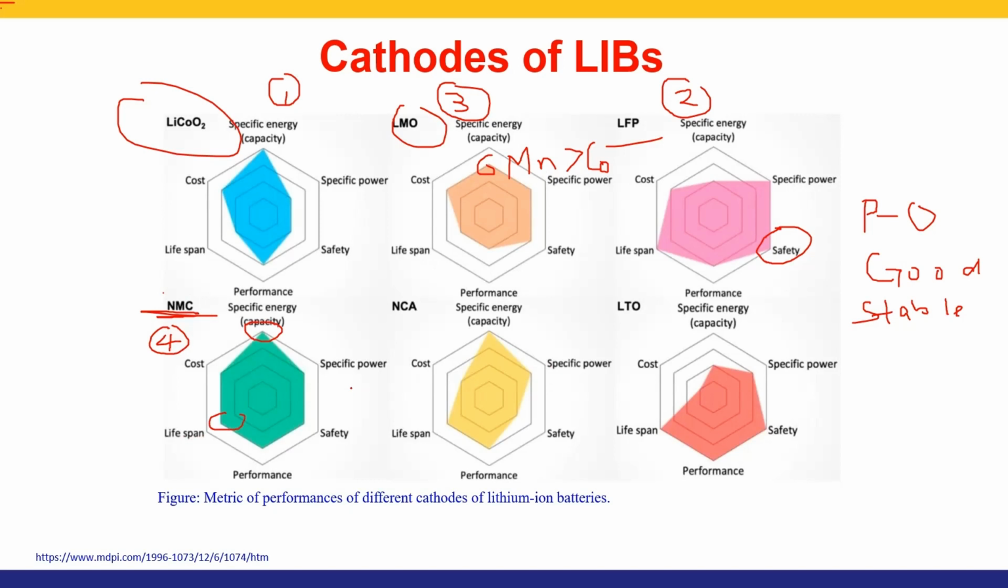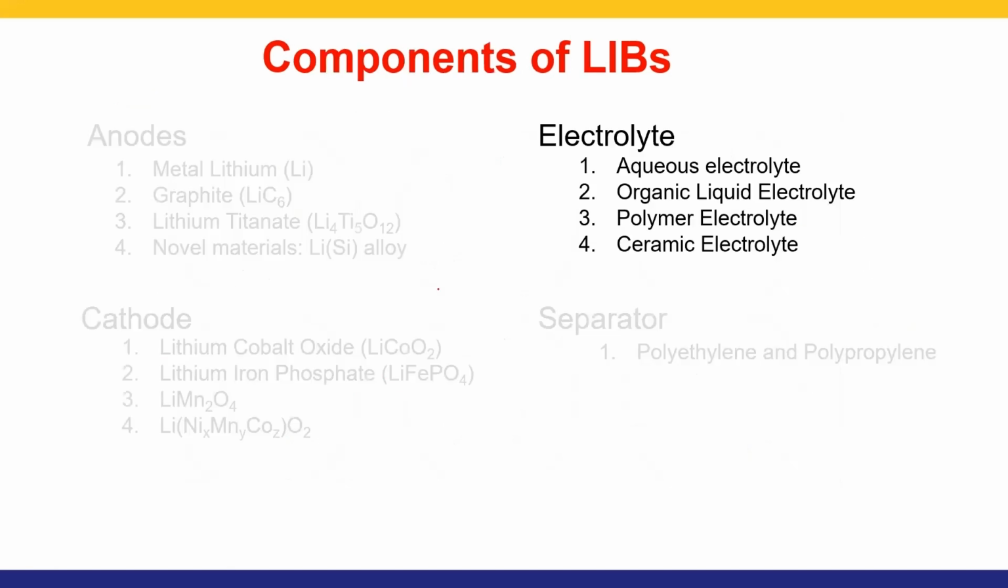Moving forward, we are going to discuss different types of electrolyte. In lithium-ion batteries, aqueous electrolyte is not used, and only liquid, polymer, and ceramic electrolytes are used. The function of the electrolyte is to provide ionic conductivity to lithium ions. However, it does not allow the transport of electrons.